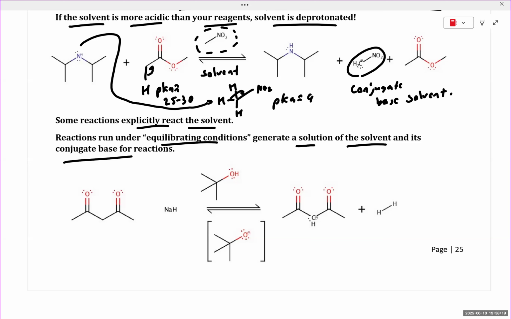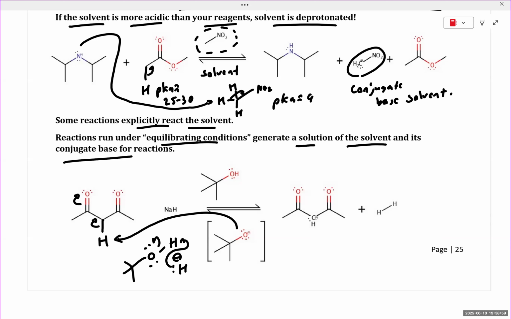diketone with sodium hydride in tert butanol, what will happen is the tert butanol will react with the sodium hydride and generate tert butoxide. And it's this tert butoxide that's actually functioning as the main base in this acid-base reaction. Why do we go through all this effort? These conditions in particular are very helpful to more gently generate a conjugate-based anion, and we'll talk more about equilibrating conditions in future chapters.